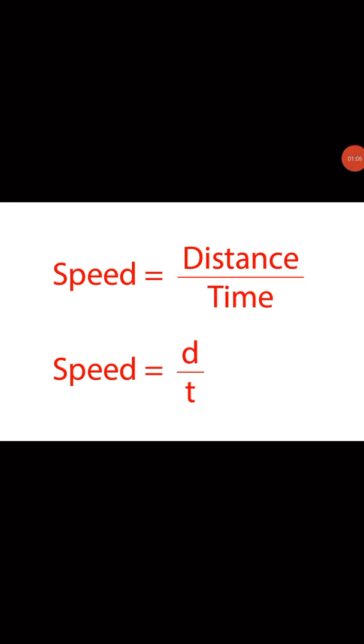The definition of speed is the distance covered per unit time by an object is the speed of an object. The units of speed are kilometer per hour or meter per second. The formula for speed is equal to distance divided by time, where distance is in kilometer, time will be in hours, so speed will be in kilometer per hour. If the distance is given in meters and time is given in seconds, then the speed will be in meter per second.